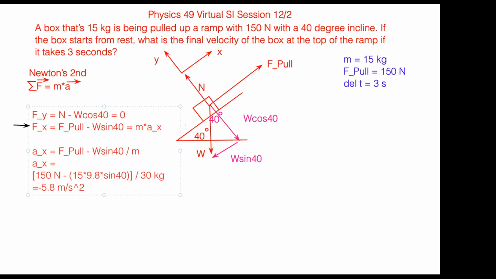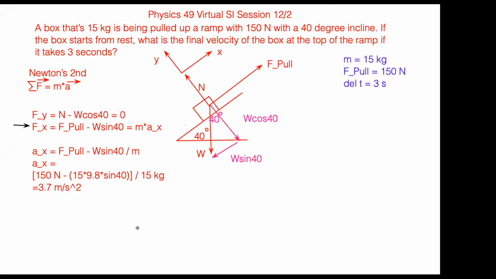Over 15 kilograms. Right, okay. So F pull is 150 newtons minus 15 times 9.8 times the sine of 40, divided by 15. And you should get 3.7? Yeah, 3.7 meters per second squared. Okay, that makes more sense. So now we have an acceleration in the x.